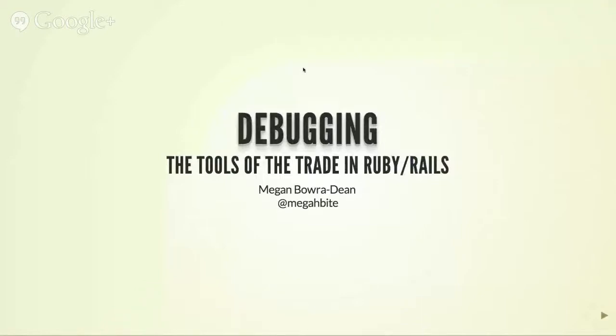So my name is Megan. I work at Rabbit, doing mainly back-end web development with Ruby on Rails. So today I'm going to be talking to you about debugging.